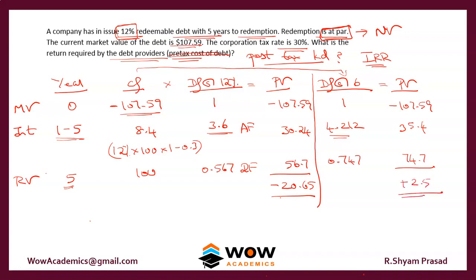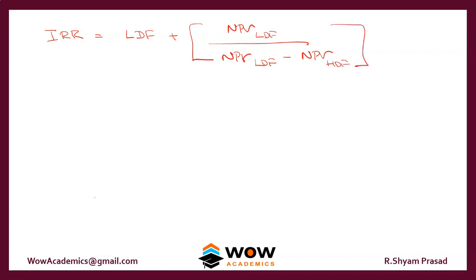Okay, so now we have to find out the IRR for this. So what is the formula for IRR? Low discount factor plus NPV at low discount factor divided by NPV at low discount factor minus NPV at high discount factor. Solve this and multiply this by high discount factor minus low discount factor. Okay, so we'll insert the formula.